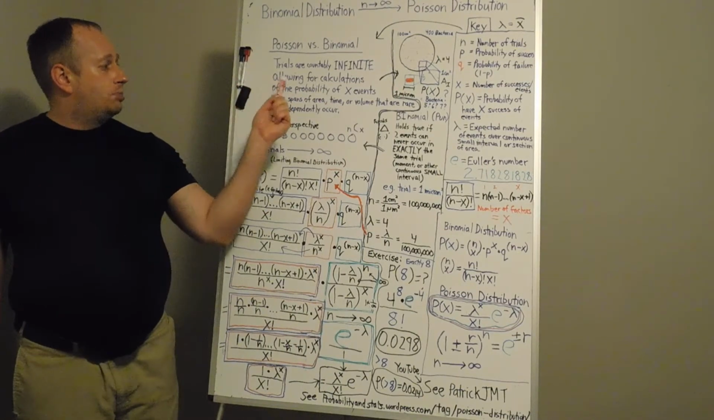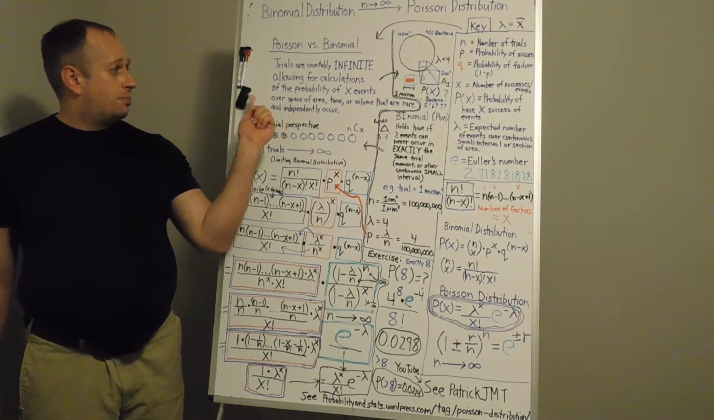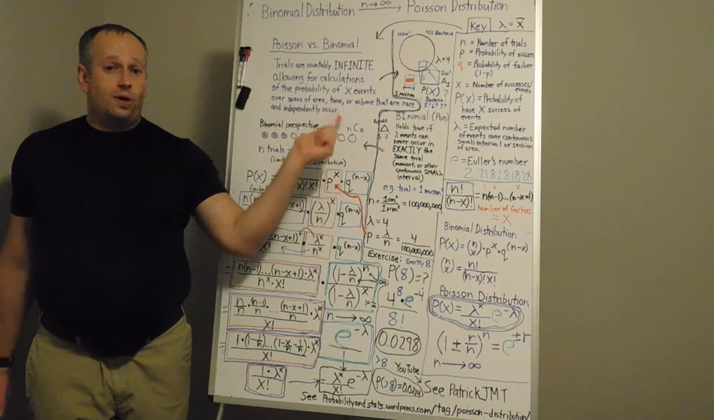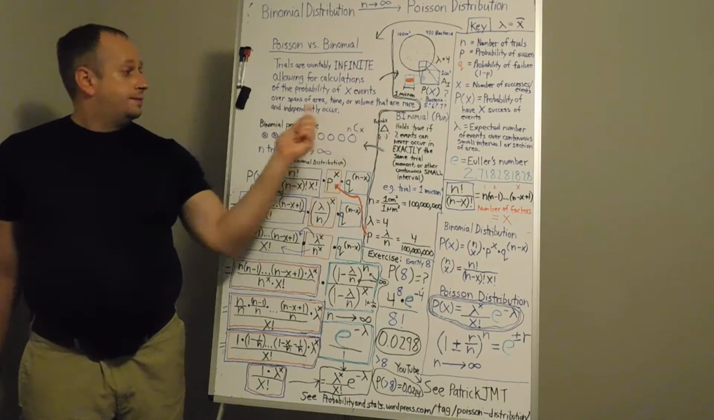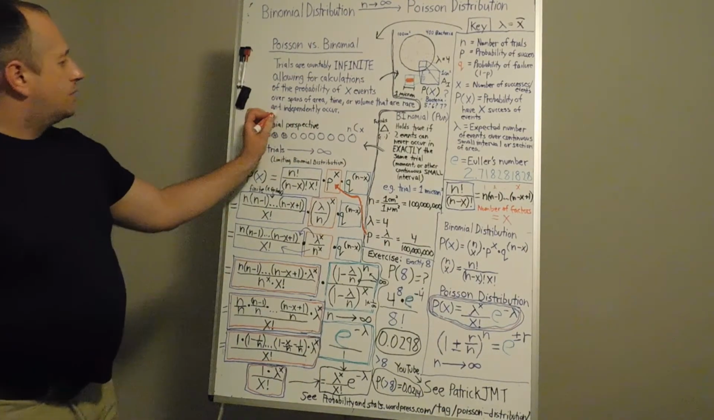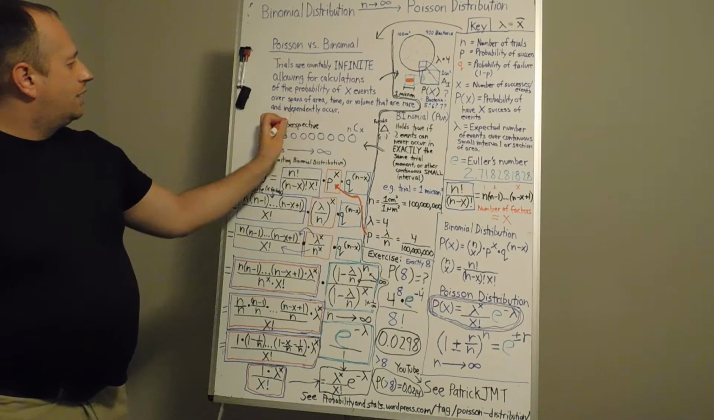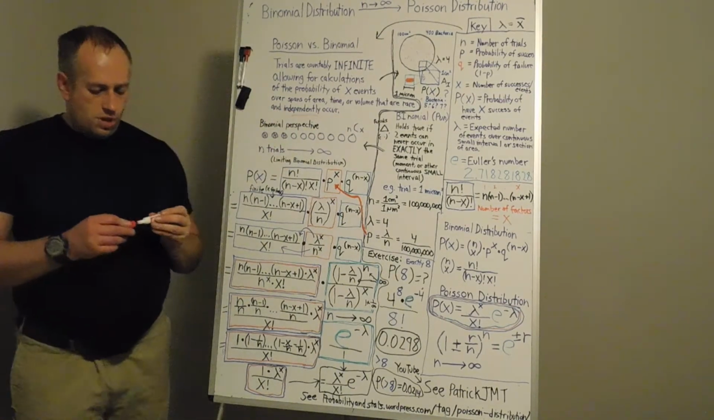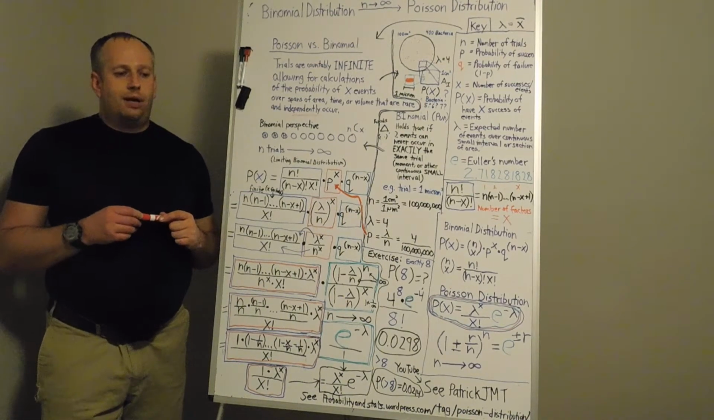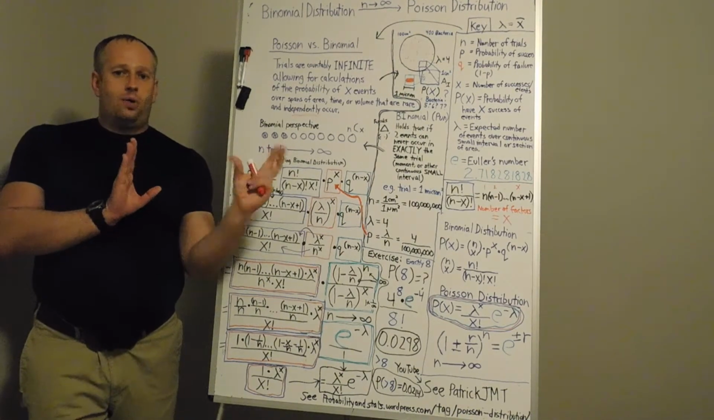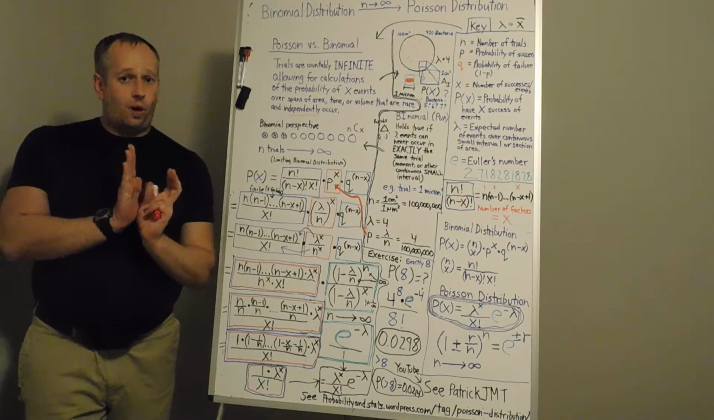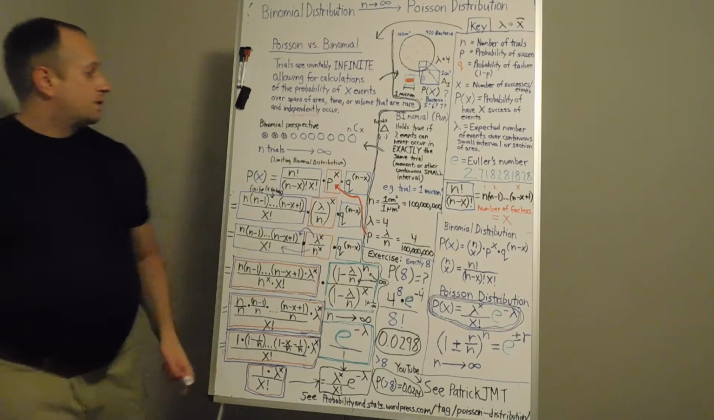So trials are countably infinite, allowing for calculations of the probability of x events over spans of area, time, or volume, where those events are rare and occur independently. Now this is really important: they have to occur independently. So if it's one second before the next second, there can't be a change in how frequently those events occur based upon the second before. They have to be independent, okay?